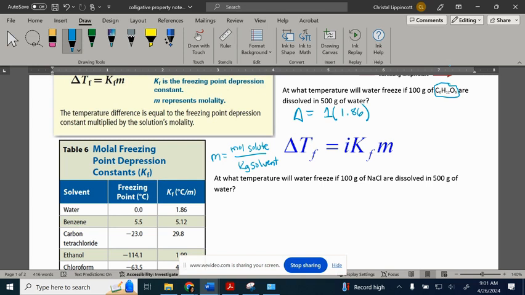Then I'm going to multiply that by my molality. So my molality here for this guy is going to equal 100 divided by 180. That's going to get me into moles. So that's 0.56 over kilograms of water. So I've got to convert that into kilograms, and you guys should be getting comfortable with converting into kilograms. So my molality here is going to equal 1.11.